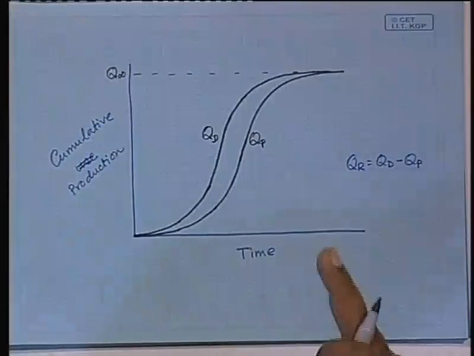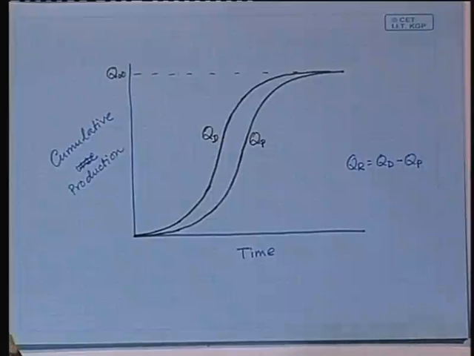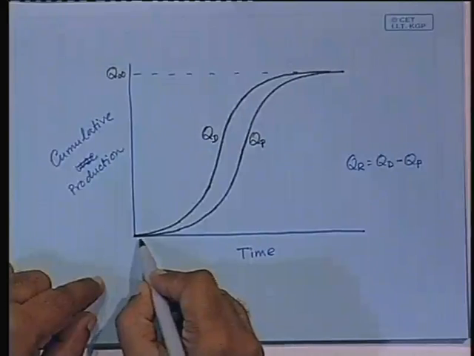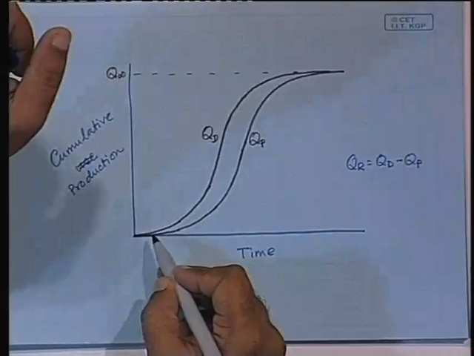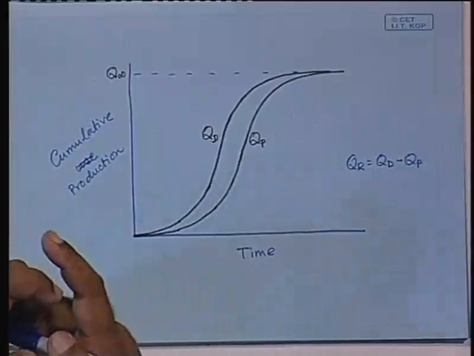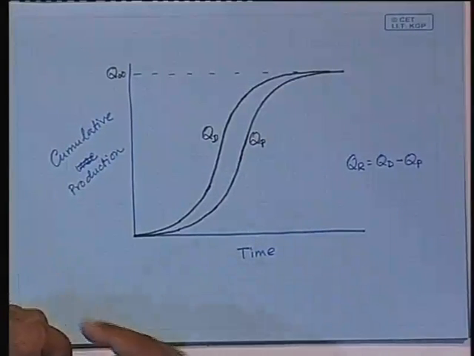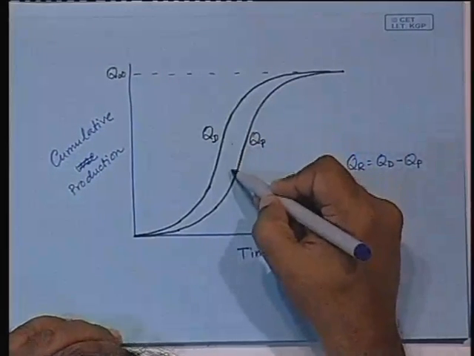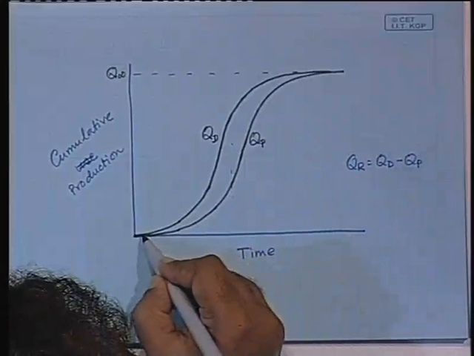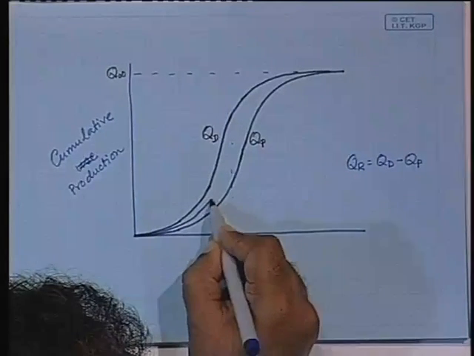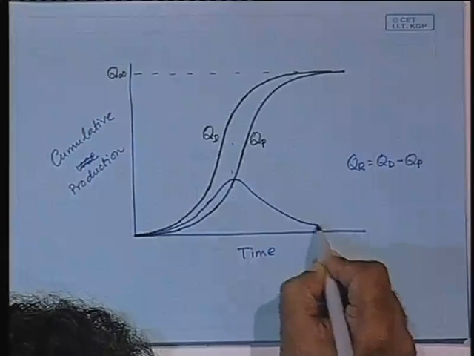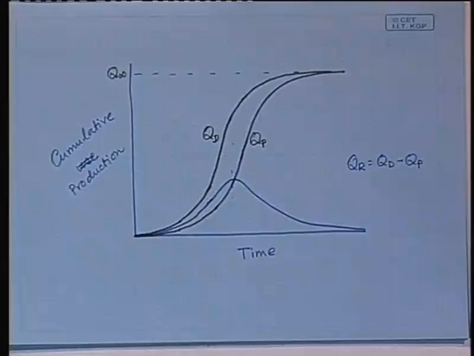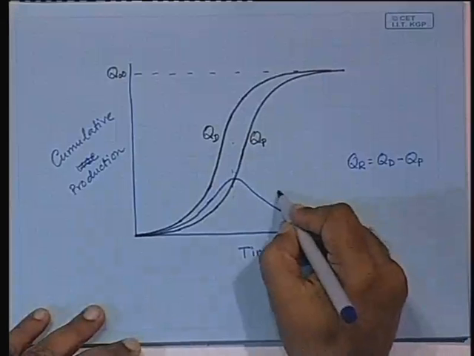No, not a parabolic. Parabolic means it starts from 0, but the slope is not 0 at that point, right? Here the slope is 0, here the slope is 0, therefore for the subtraction curve also the slope must be 0. Yeah, bell-shaped curve. It should be a bell-shaped curve, more or less centered at this point, right? So we can draw it like this. Okay, so this is your UR.